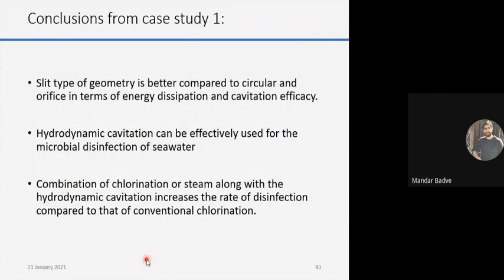So the idea is actually, just by keeping your input energy the same, if you just alter the design of your cavitation device, the efficiency will increase, right? And the combination of, like I said, the chlorination or steam along with the cavitation increases the rate of disinfection compared to that of the conventional chlorination.